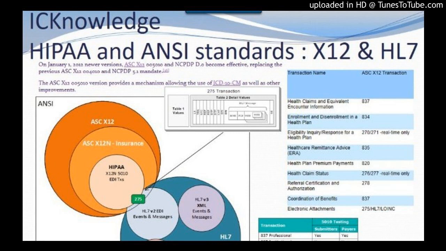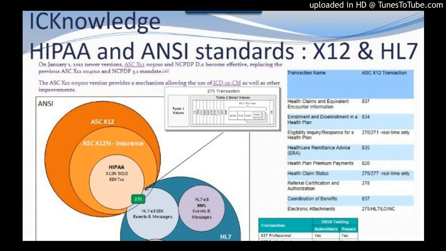February 23, 2011. What is the security rule? The security rule. The HIPAA security rule establishes national standards to protect individuals' electronic personal health information that is created, received, used, or maintained by a covered entity.